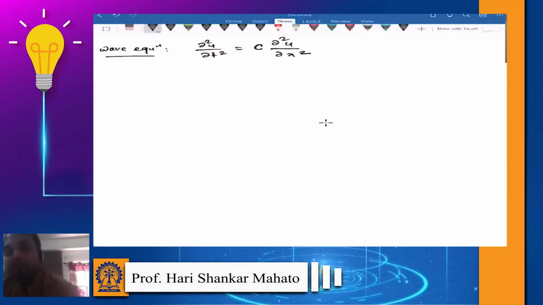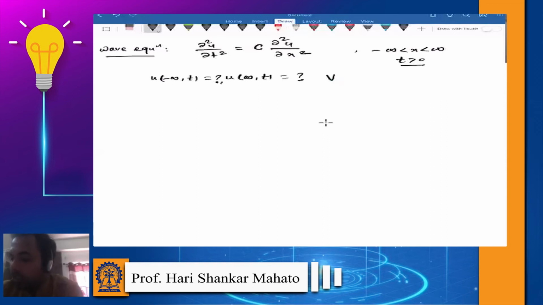So if you consider an infinite string, it may happen that the string is infinite. That means minus infinity less than x less than infinity and t is positive. Then there is something called the D'Alembert solution that we have to implement here. In this case, we really cannot impose any kind of boundary condition at u(minus infinity, t) and u(infinity, t) for all positive t, because we just don't know what kind of boundary condition to impose on this function u at x equals minus infinity. All right.